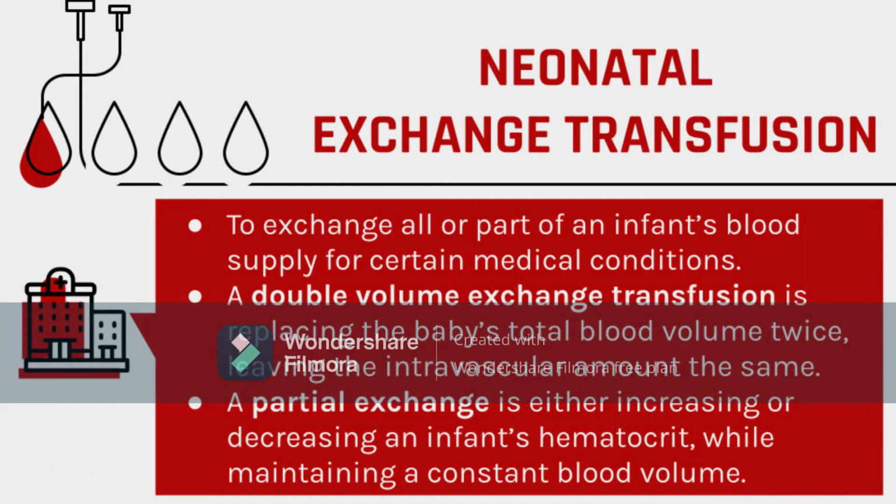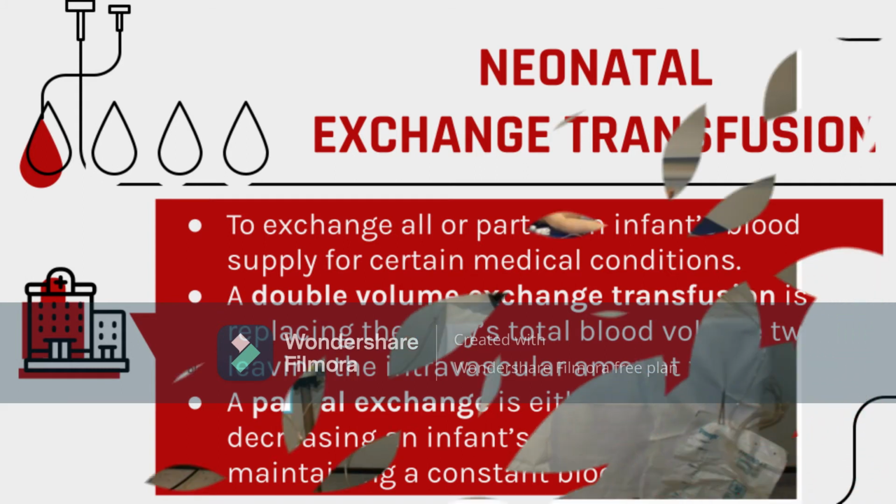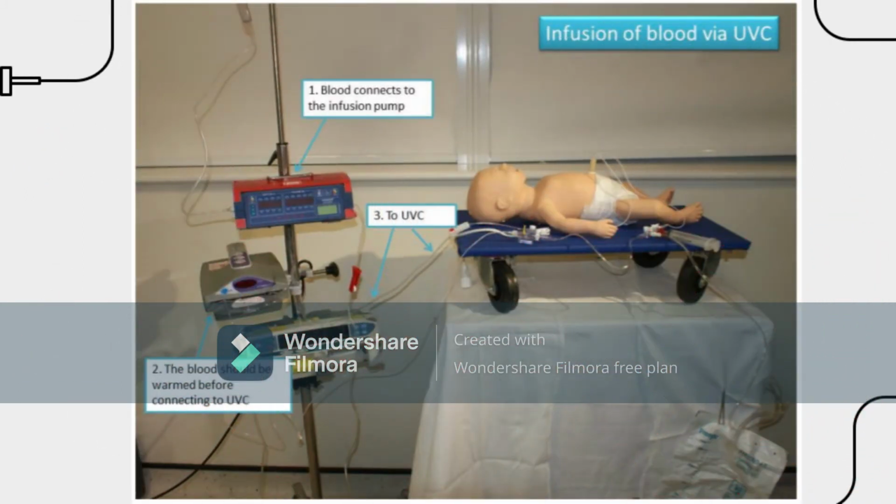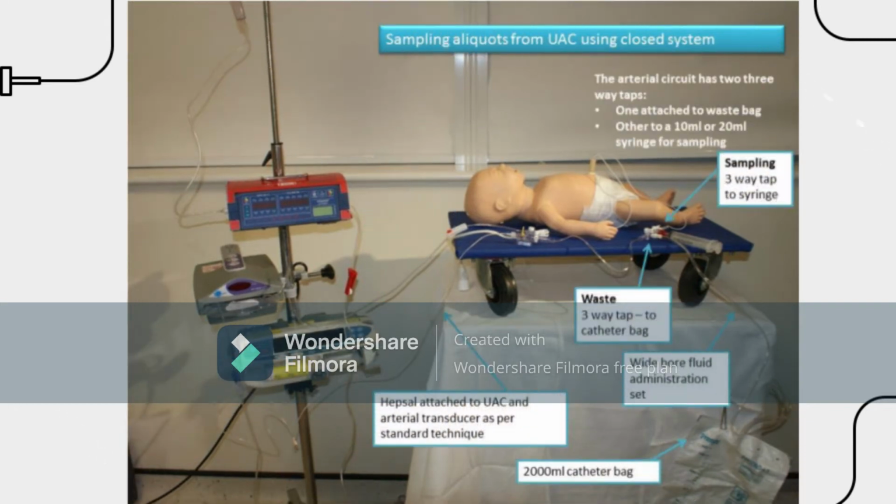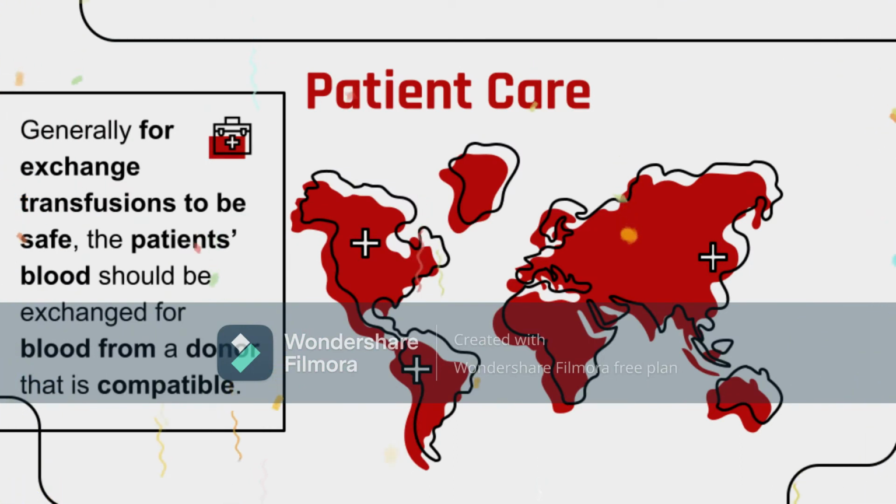Neonatal exchange transfusion refers to exchanging all or part of an infant's blood supply for certain medical conditions. A double volume exchange transfusion is replacing the baby's total blood volume twice, leaving the intravascular amount the same. A partial exchange is either increasing or decreasing an infant's hematocrit while maintaining a constant blood volume. For patient care, generally, for exchange transfusions to be safe, the patient's blood should be exchanged for blood from a donor that is compatible.